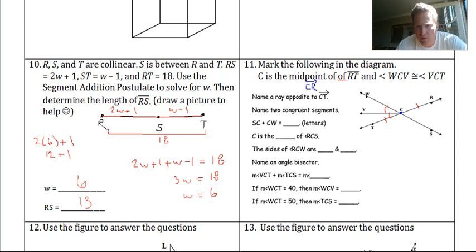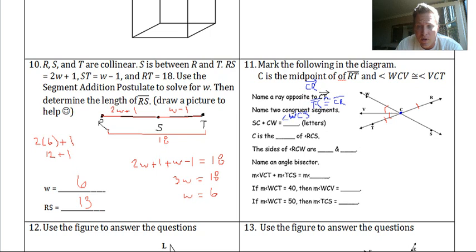Name two congruent segments. Well, remember it told me that C was the midpoint between T and R. So if I were putting it, I'll put it right above. I know that TC is congruent to CR, and I knew that because C was the midpoint. This one wants SC plus CW. SC plus CW, I think it wants to give me an angle. So if I was writing an angle right here, this would be angle WCS. Well, it's a terrible W.